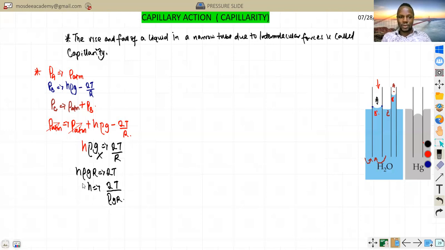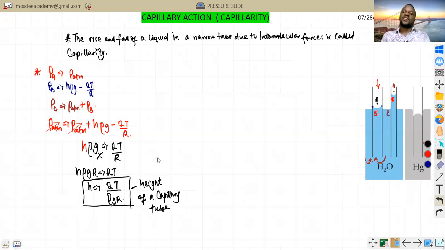So this is the particular formula we use for calculating the height of a capillary tube, which is quite important for some numericals in your A-level exam. Then it doesn't stop there, because sometimes you might be given the angle of contact. I just want to finish it up here so that we call it a day. I'm being signaled to stop this class.